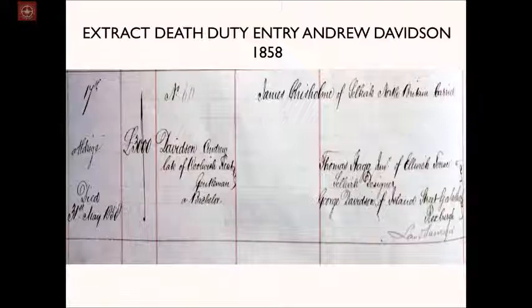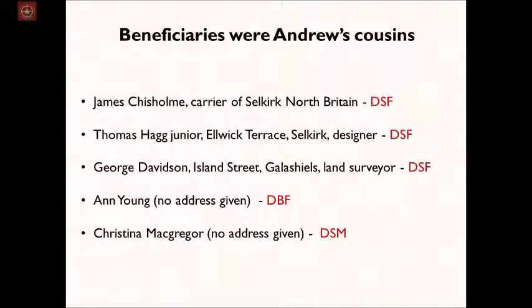And the great thing in this case is that Andrew was an only child, so the estate is going to go to his cousins. There was no surviving elder relatives. And you will get a list of beneficiaries, and you'll get details of how they are related to your ancestor. Now, the death duty record makes you do a little bit of homework, because it will define that relationship by means of a code. So we learn that the beneficiaries were James Chisholm, a carrier of Selkirk in North Britain, that's Scotland, who's a DSF. Thomas Hagg, Jr., of Elwick Terrace of Selkirk, a designer, DSF, and so on. Anne Young, Christina McGregor, DSF, DBF, DSM.